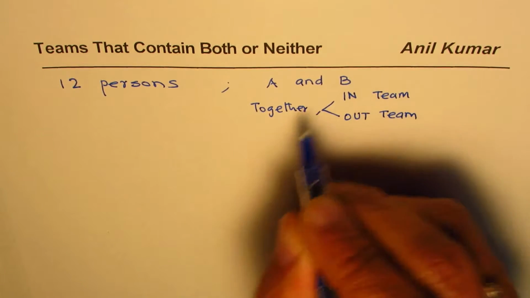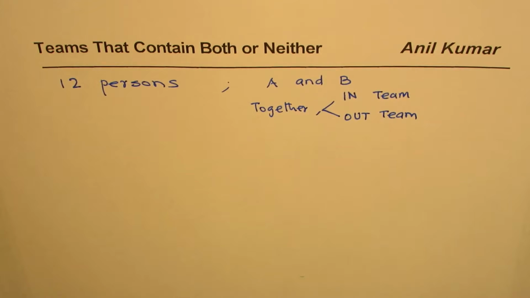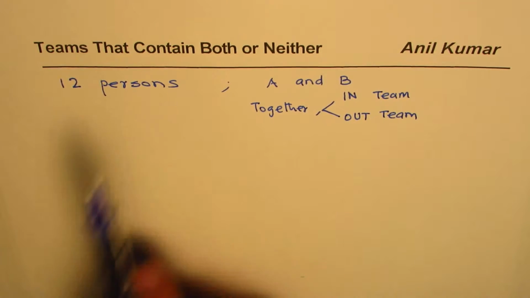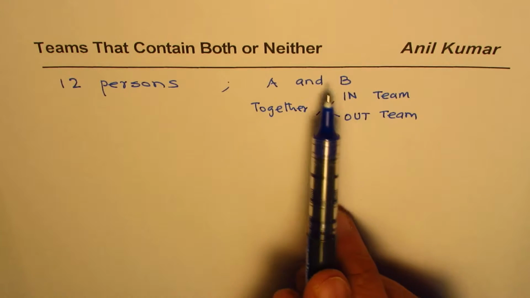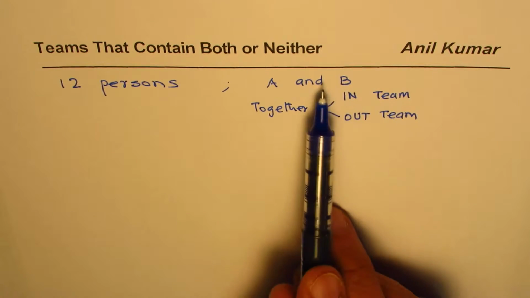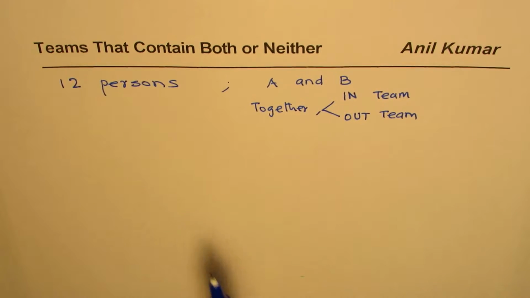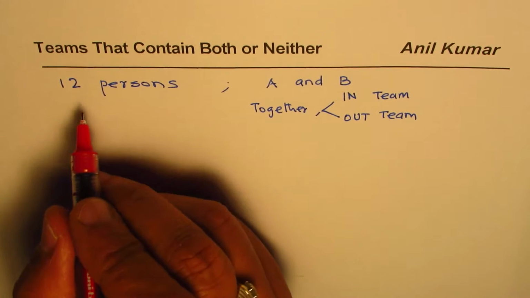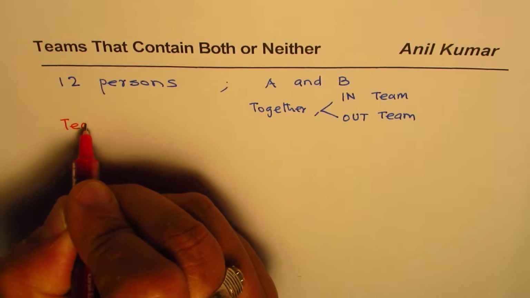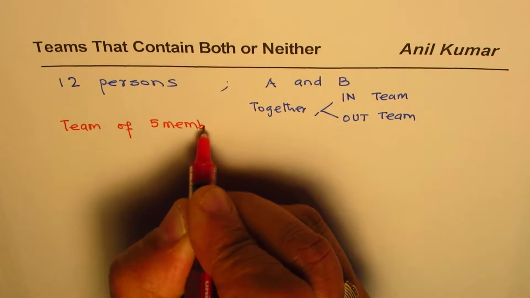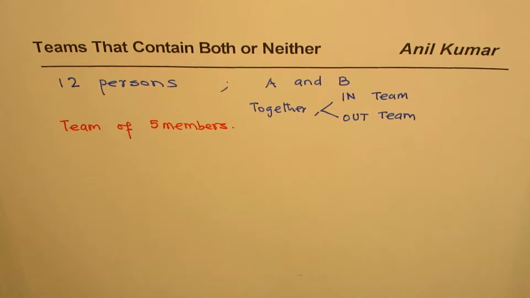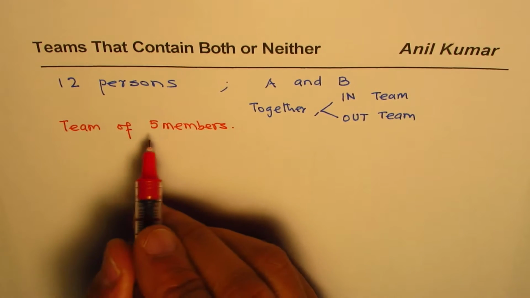So we are considering these two cases. We have a group of 12 persons in which there are two persons who either want to be in the team or they don't want to be in the team, but they want to be together. That's the key. Now, let us say we want to form a team of 5 members. Then, how many possible teams can be formed?